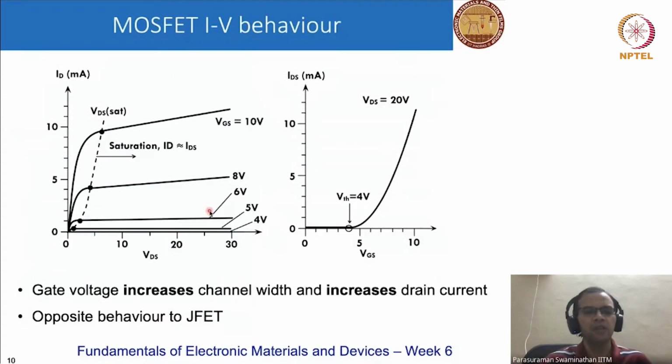If we keep increasing the gate voltage, the channel width increases so that the current also increases, of course, until we reach saturation. In this way, the behavior of the MOSFET is opposite to the JFET, where the application of the voltage to the gate destroys the channel. Here, the application of the gate voltage actually increases the channel width.